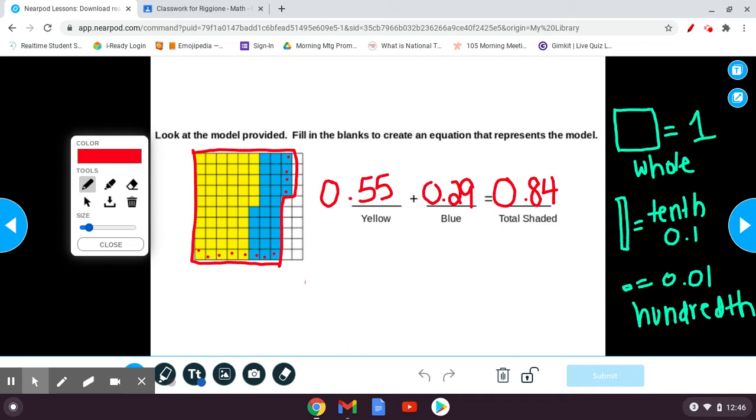I can check my math work by combining my add-ins, lining up the decimal point, and then go ahead and add, starting in the smallest place value all the way to the right. 5 plus 9, regroup. 5 and 1 is 6 plus 2, 0 and 0, and then bring down my decimal point.